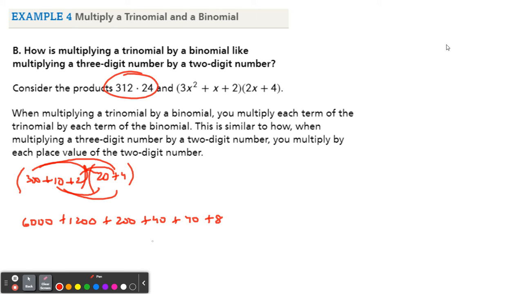And we just combine all these numbers. And again, use a calculator. 6,000 and 1,200 is 7,200. This is then 7,400, 7,440, 7,480, 7,488.